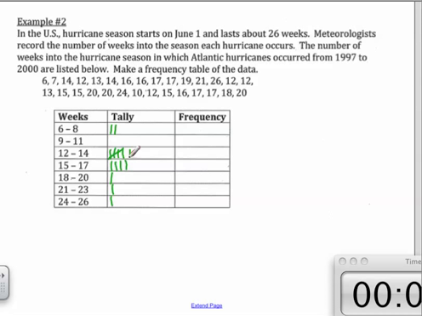Have you done this already? No. You going to? Then 13, and then 15. Good, I got to mark that one off. 15 again, and then 20, 20, 24, 10, 12, 15, 16, 17, 17, 18, 20. All right, so I've made all the little tally marks, right?